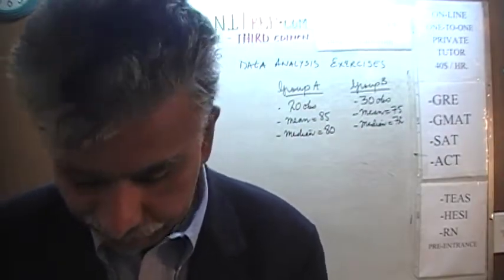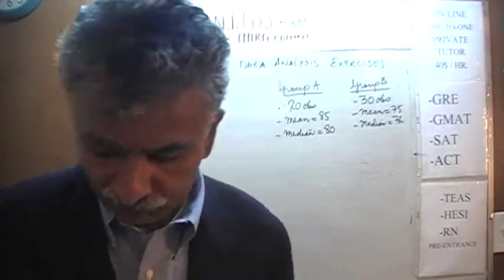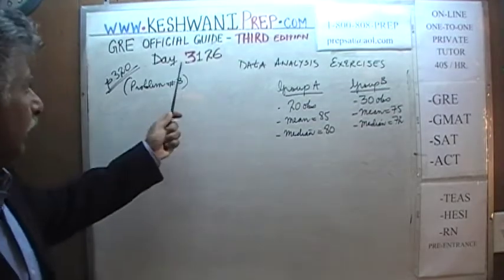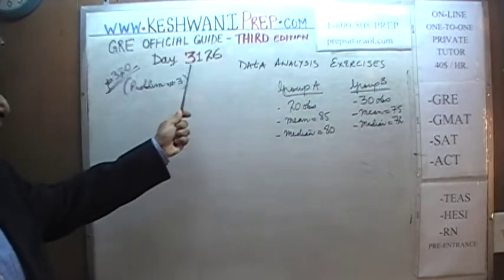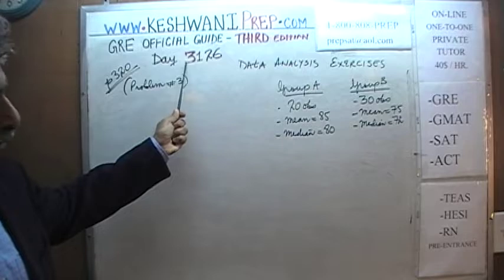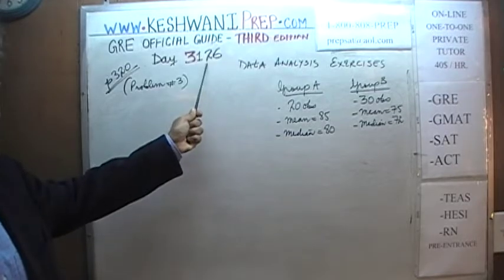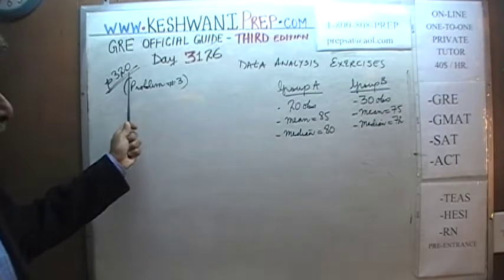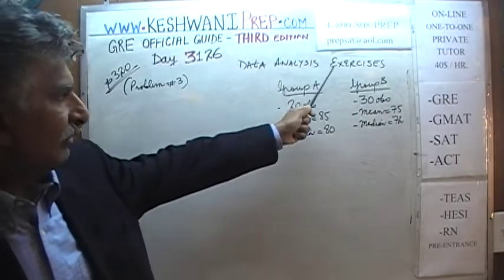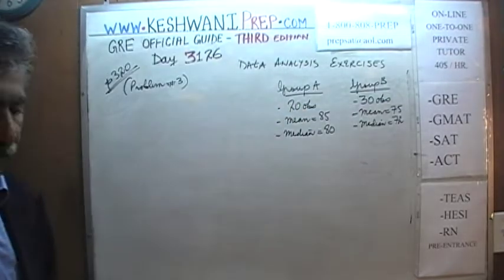Today is our lesson number 126. Day 3126, the 3 signifies the fact that we are in the third edition, day 126. We are on page number 320, where we are solving the data analysis exercises. We'll do problem number 3 today.